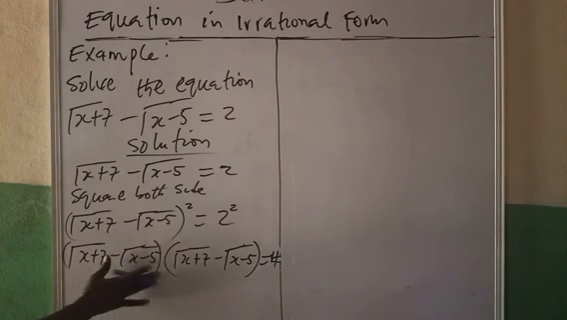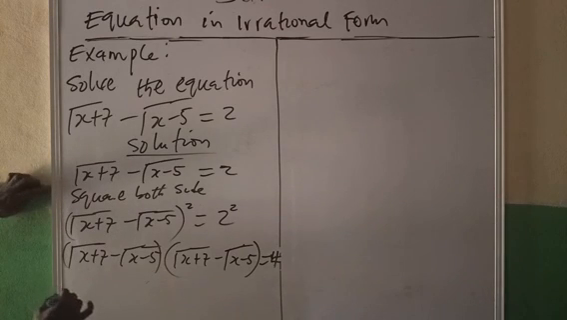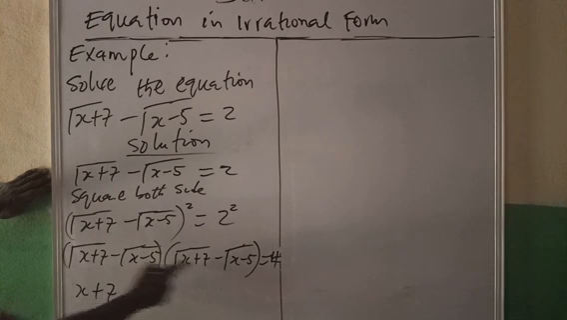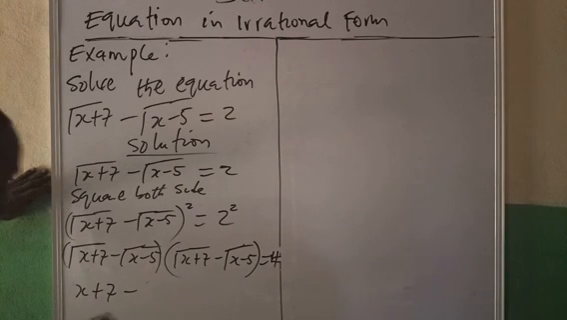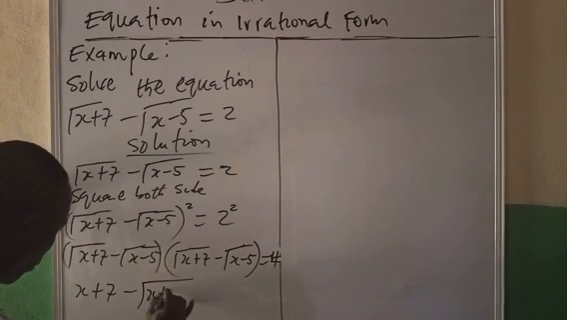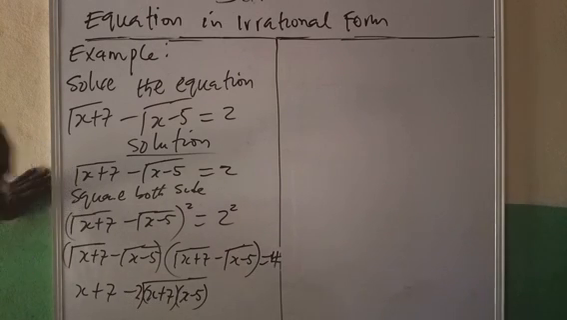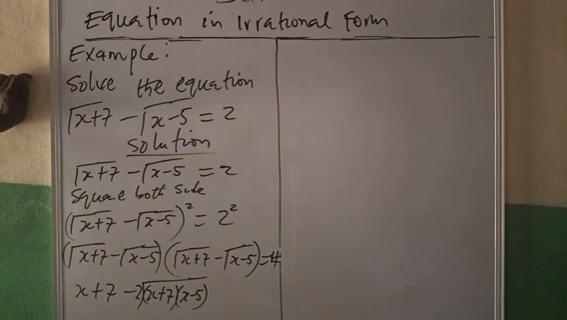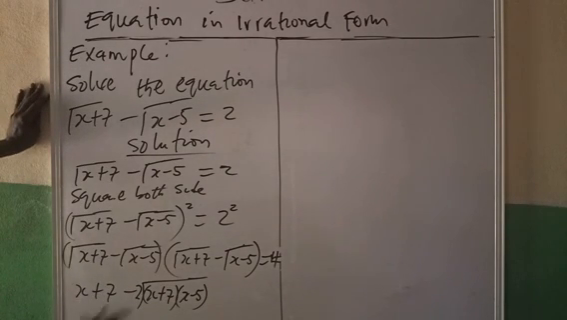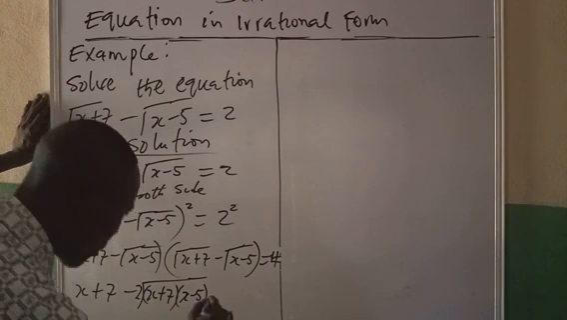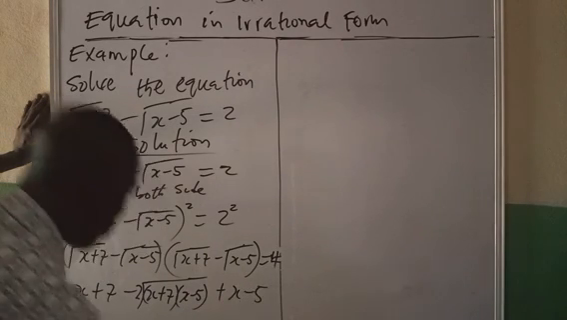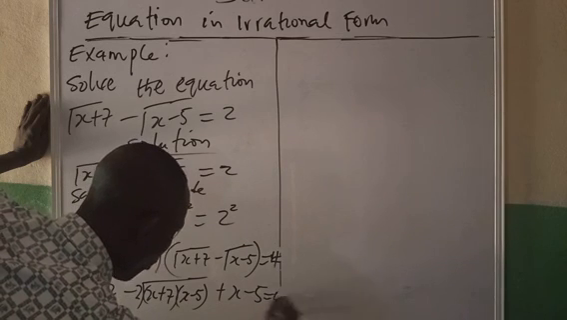So what do we do? If you expand this very well, you will have s plus 7 as this times this. Then you have this times this, minus root s plus 7 bracket s minus 5. This will be 2. When you add the 2 together, expand it, you will arrive at this. Plus s minus 5 equals to 4.